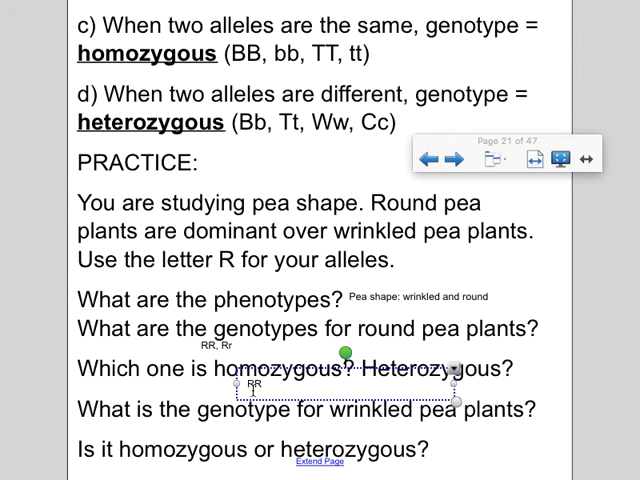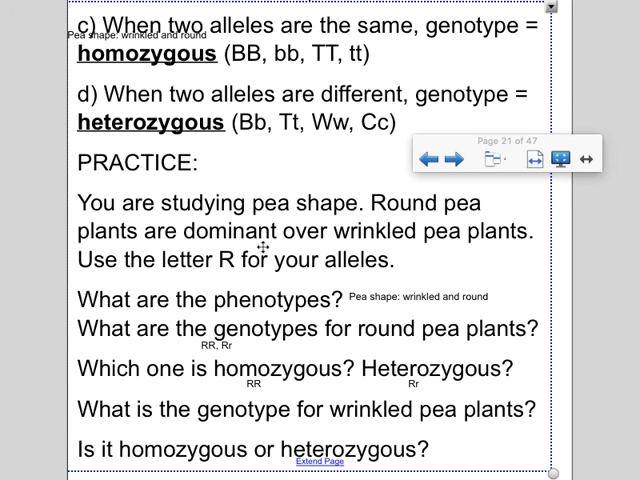Big R, big R. Which one is heterozygous? Big R, little r. Yes, big R, little r. I did little r, big R, but that's okay. Always put your capital letters first.